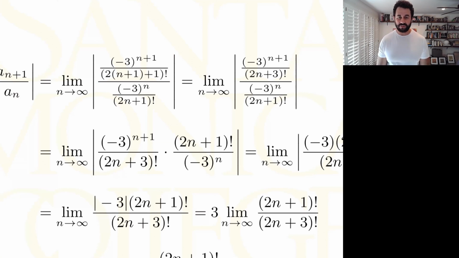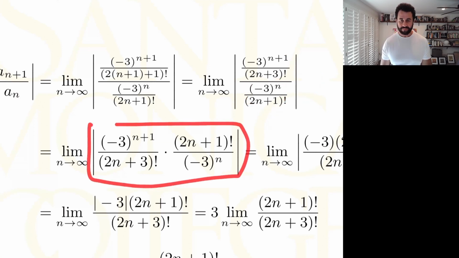Let's see, what did I do first here? Oh, first I just simplified what was in the factorial. So 2 times n plus 1 plus 1, I changed to 2n plus 3. And the next step is to basically flip and multiply. So rather than deal with this very funky looking compound fraction, we're going to take the denominator, flip it, and then multiply to get this next expression here.